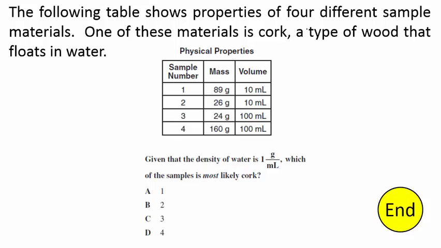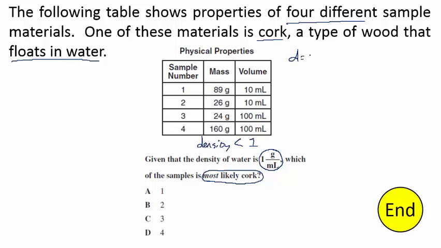The following table shows properties of 4 different sample materials. One of the materials is cork, a type of wood that floats in water. So here's the 4 samples here with mass and volume. Given that the density of water is 1 gram per milliliter, which of the samples is most likely cork? Well, in order to float, something has to have a density less than 1. So which one of these 4 has a density less than 1?